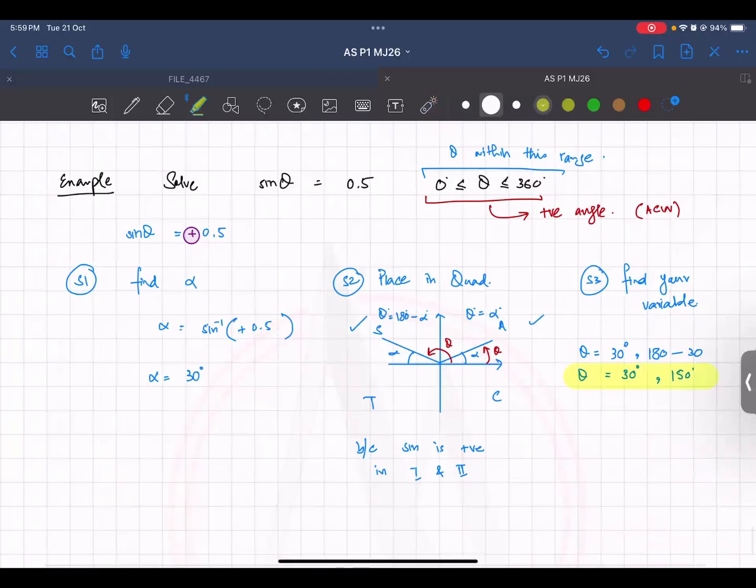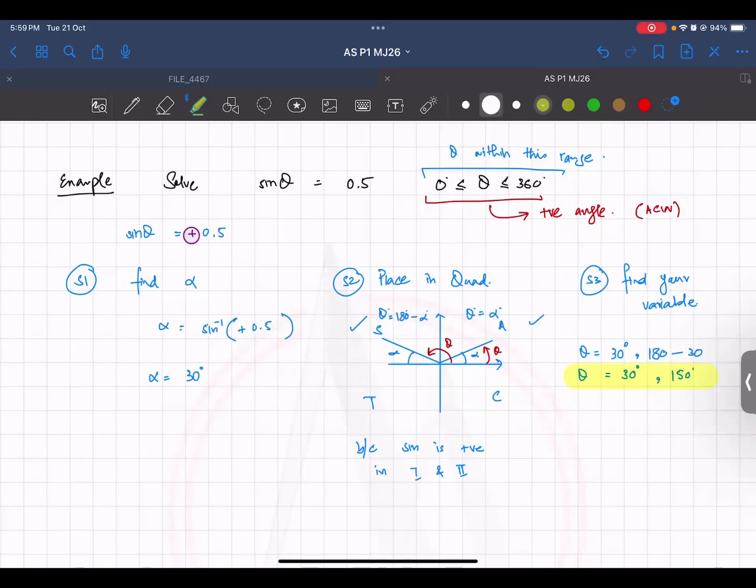So in your exams as well, what will you do? You will find all of the solutions within the range that they have given you. If you give only 30, or if you give only 150, the solution would be incomplete. They would ask you to get all the solutions within the range that they have given you.